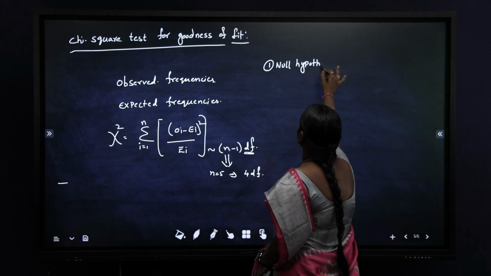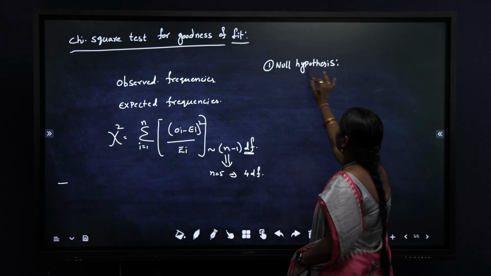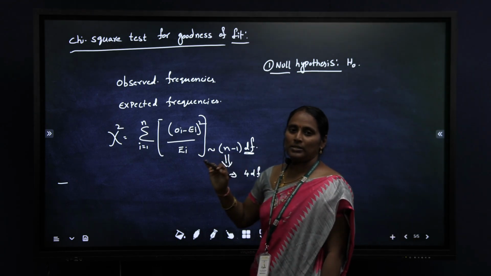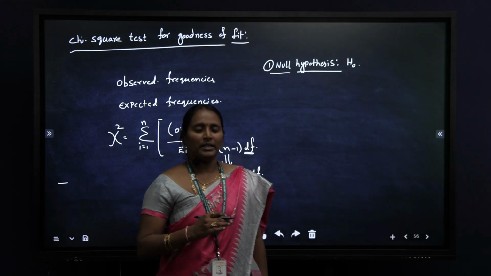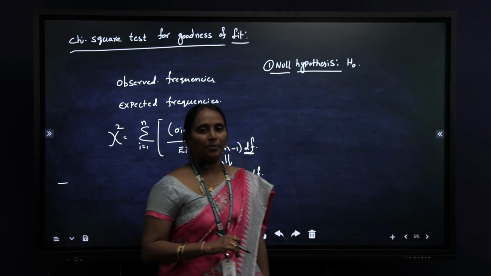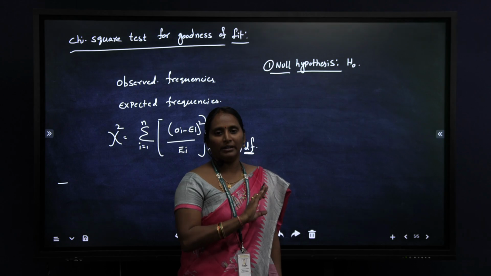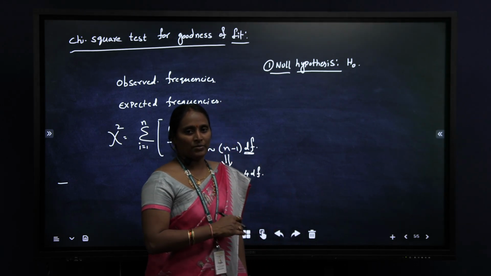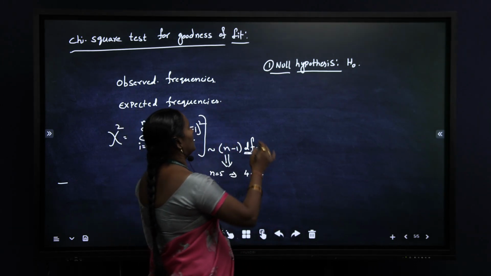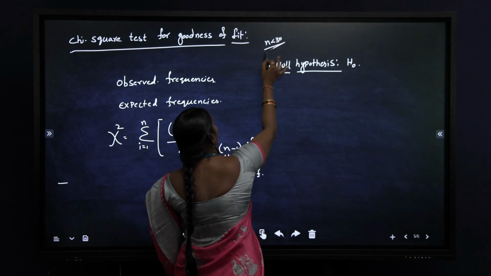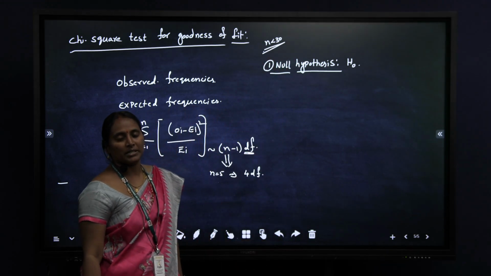The first step is the null hypothesis, denoted by H naught. H naught means there is no significant difference in the given data. Whatever the data in the given problem, we are assuming that the data is correct. Actually, it is a small sample test. What is a small sample test? If the sample size n is less than 30, it is a small sample test.